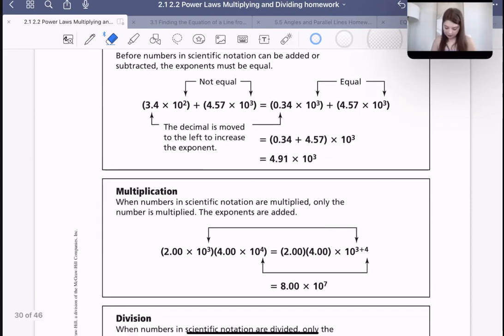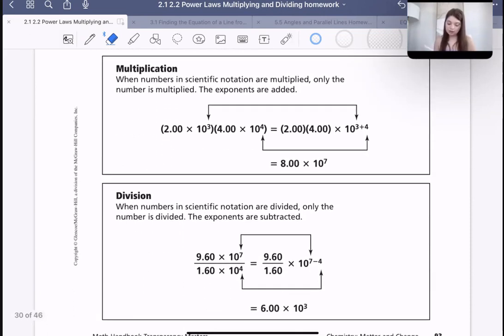Okay, now how about multiplication? When numbers are multiplied in scientific notation, only the number is multiplied, exponents are added, right? And this goes back to our exponent laws that we talked about previously, right? Where we mentioned that whenever we multiply two exponents together with the same base, we add up the exponents. So it makes sense. We're going to add up what is 10 cubed times 10 to the 4? Well, that's going to be 10 to the 7, right? 10 to the 3 plus 4.